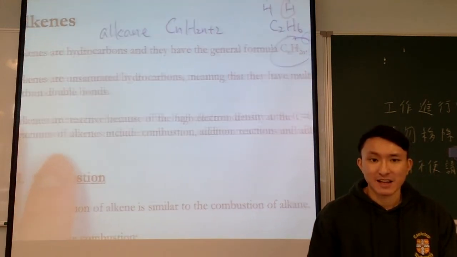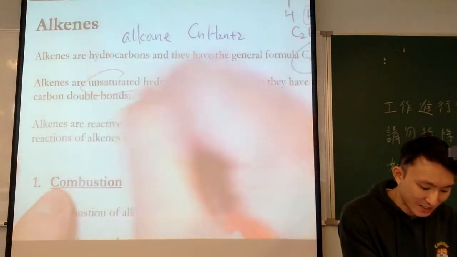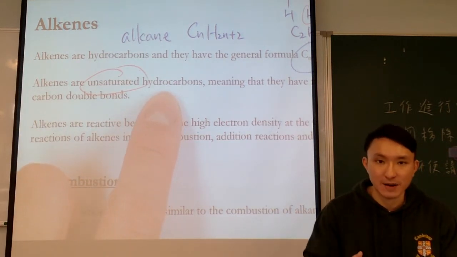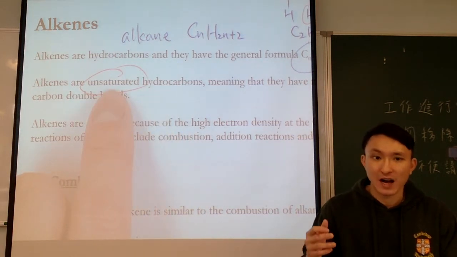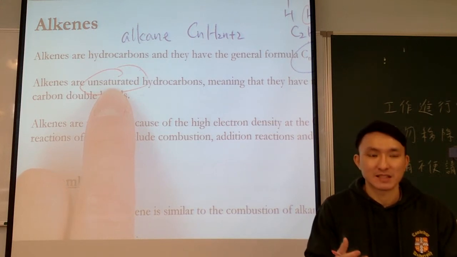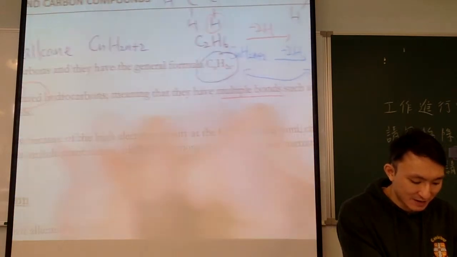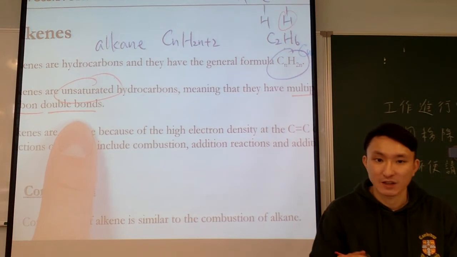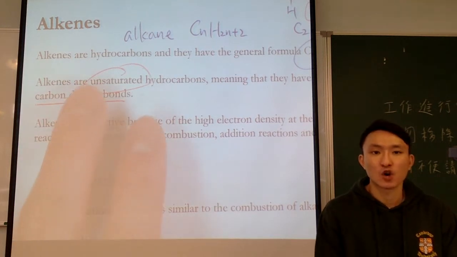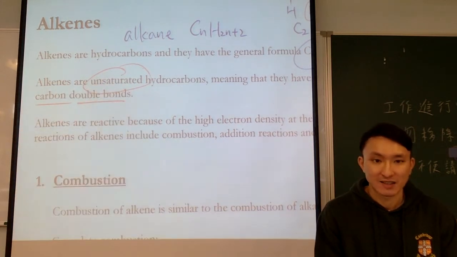Now, another thing about alkenes is that we call them unsaturated hydrocarbons. Hydrocarbons, you know, are compounds consisting of carbon and hydrogen only. For unsaturated, the simplest explanation is that it has multiple bonds, such as carbon-carbon double bonds. It can also be a triple bond. A triple bond would be an alkyne. So this is the simplest explanation of unsaturation.